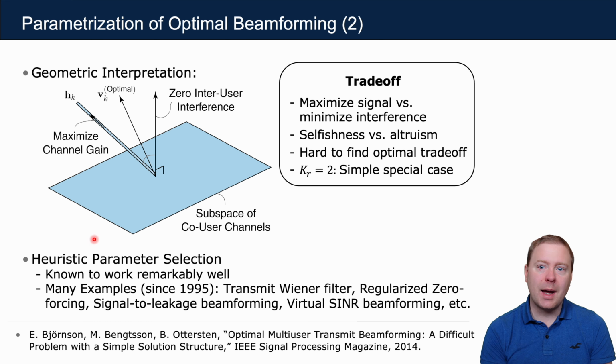But what people have been discovering over the years is that if you select these priority parameters in a heuristic way, it performs remarkably well. So there are many examples starting from 1995 where people were proposing things like the transmit Wiener filter, regularized zero forcing, signal-to-leakage beamforming, virtual SINR beamforming, and so on, which were all based on the concept of using this optimal structure and setting the priority parameters, for example, equal for all of your users. And you can read more about this in this paper in the Signal Processing Magazine from 2014.